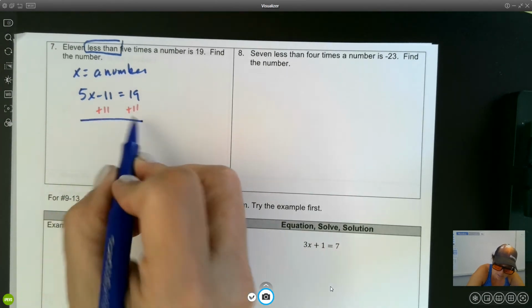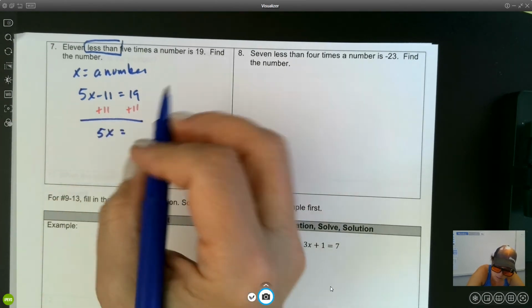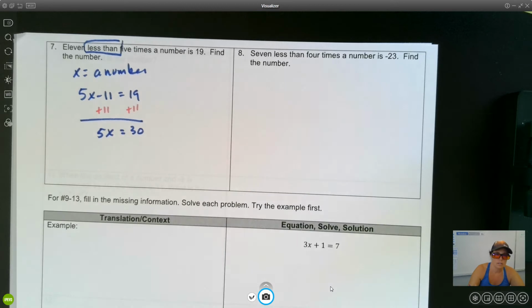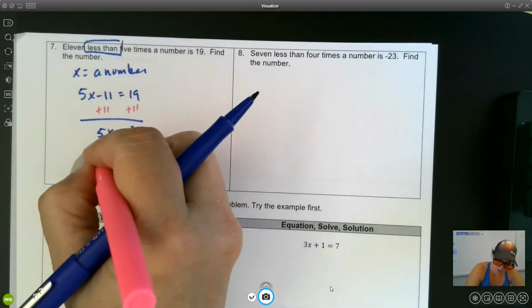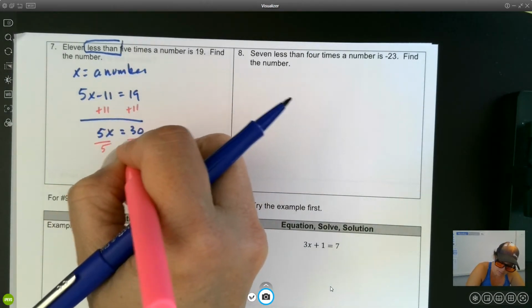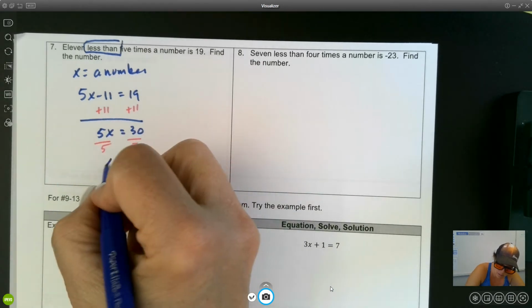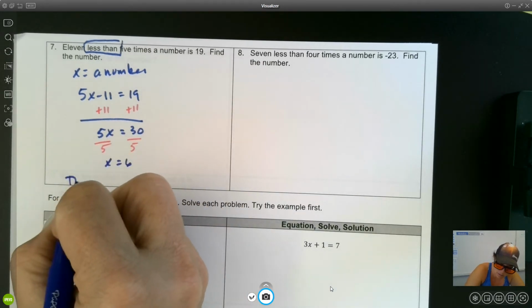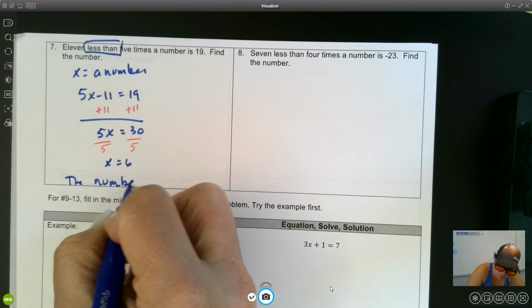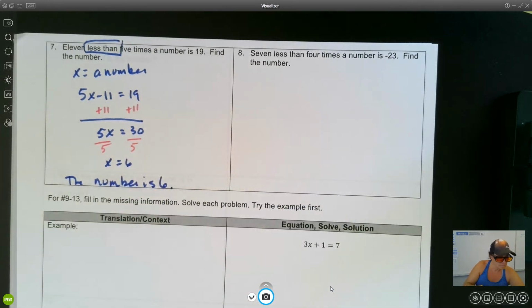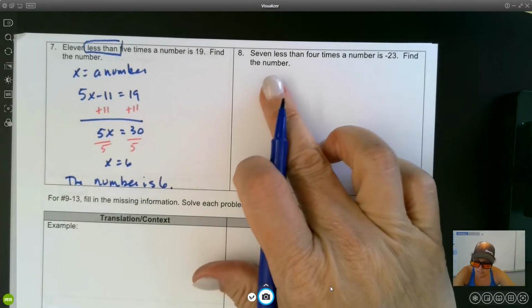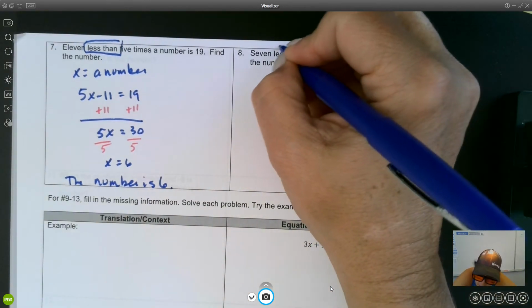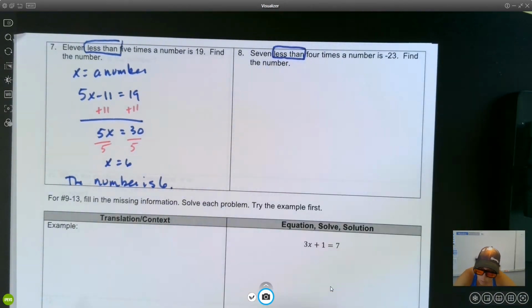So 5x equals 30. Take a fifth or divide by 5. x equals 6. The number is 6. 7 less than 4 times a number is negative 23.